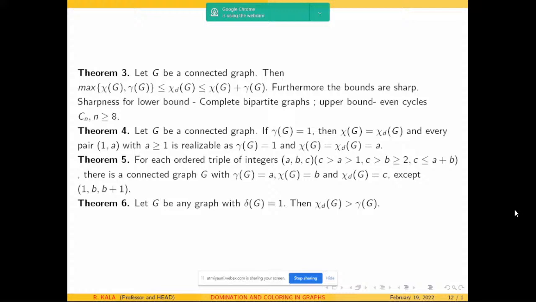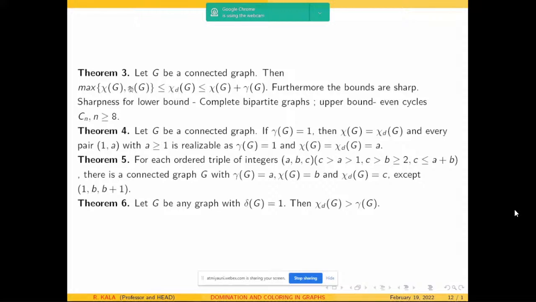By the dominator coloring property, V will be adjacent to all the vertices of one color class, say capital Vi. And in this particular S, you have a representative from that Vi, say small vi. So definitely that vertex will be taken care of by small vi. So this set with chi d elements is a dominating set. So you have gamma less than or equal to chi d.